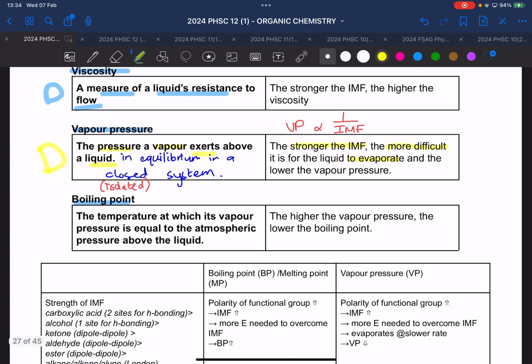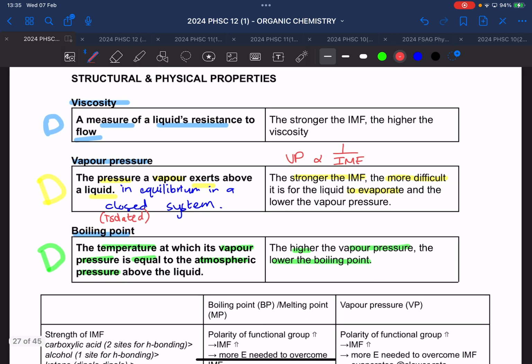Alright, next one is boiling point. It is the temperature. Now remember, if you do not say the word temperature, you don't get a mark at all. You get 0. So, the temperature at which vapor pressure is equal to atmospheric pressure. And again, the higher the vapor pressure, the lower the boiling point, or you can think of it as boiling point being inversely proportional to vapor pressure, or boiling point being directly proportional to intermolecular forces. The stronger the forces, the higher the boiling point.